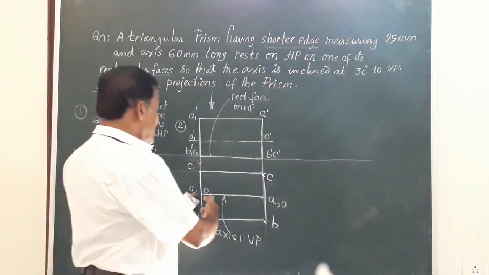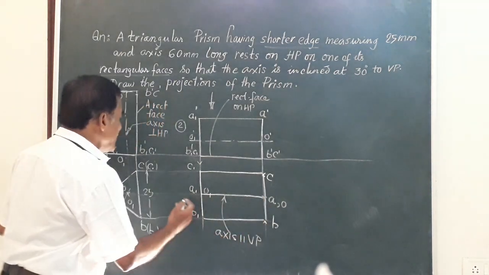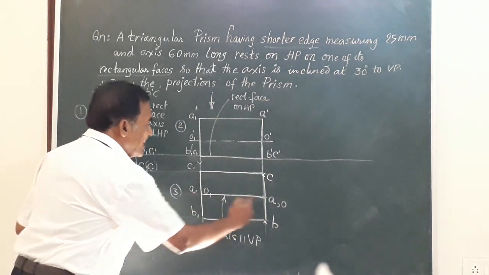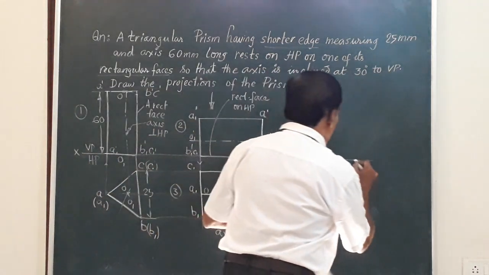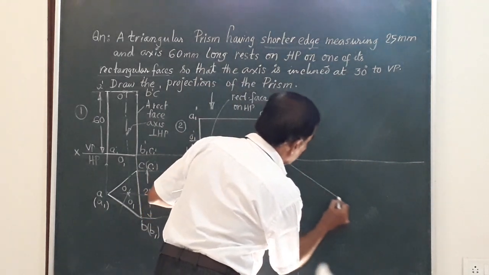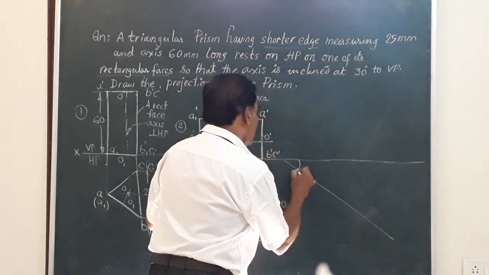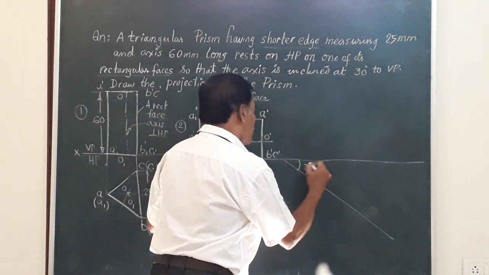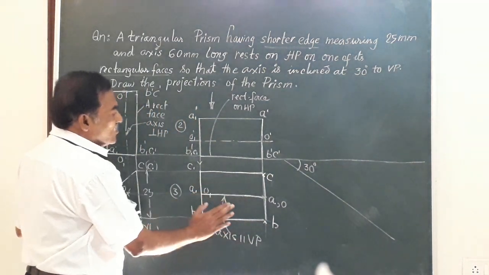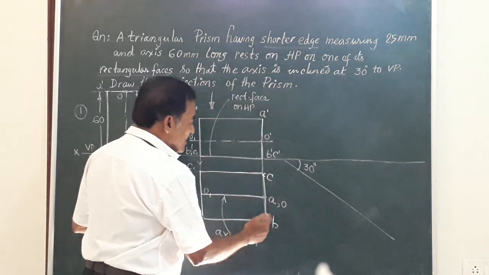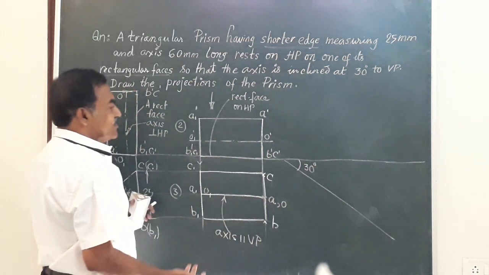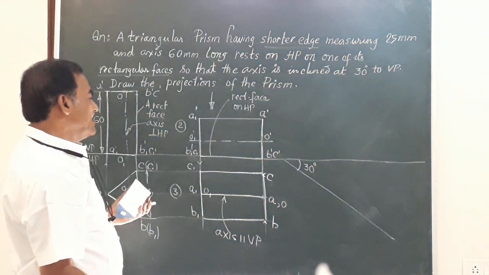Friends, now the axis is parallel to VP, and I am going to redraw this figure number 3, this figure such that the axis OO1 is inclined at an angle of 30 degrees to VP. So I will just mark a line here, at an angle of 30 degrees to VP. On that, I am going to draw this figure. So you can draw here either A, B, C, the top face nearer to the observer, or the bottom face nearer to the observer. It is one and the same. It will not make any difference at all.